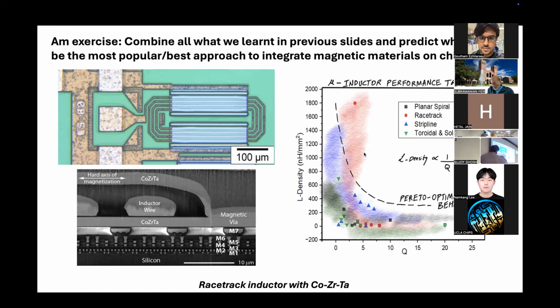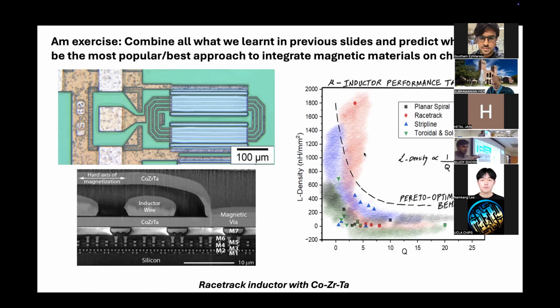And so you have the current going into the plane over here, and then you have this magnetic material on top and bottom, and then the loop is completed with this magnetic via, which is essentially two films touching each other. Okay. And here you see a plot of various different on-chip inductors reported in literature. So it's a plot of the inductance density in nanohenries per square millimeter versus the quality factor, right? And this particular work, the racetrack inductor, has the highest inductance density. So it has nearly 1,800 nanohenries per square millimeter.